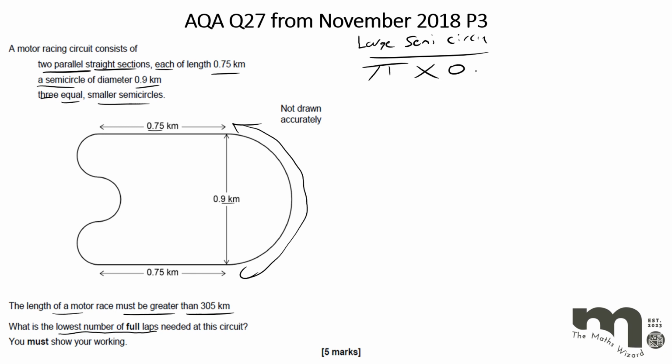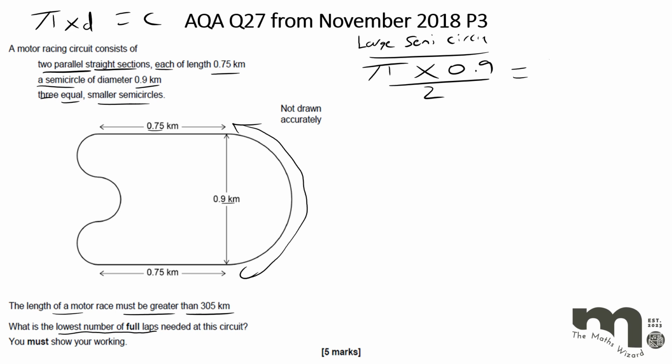Remember, the circumference of a circle is pi times the diameter. So that's what I'm doing here. When I've done pi times 0.9, that would be the full circle. So if we divide that by 2, that will be just the arc length of that semicircle. So that's going to be 1.4 kilometers. I've just rounded that to one decimal place there.